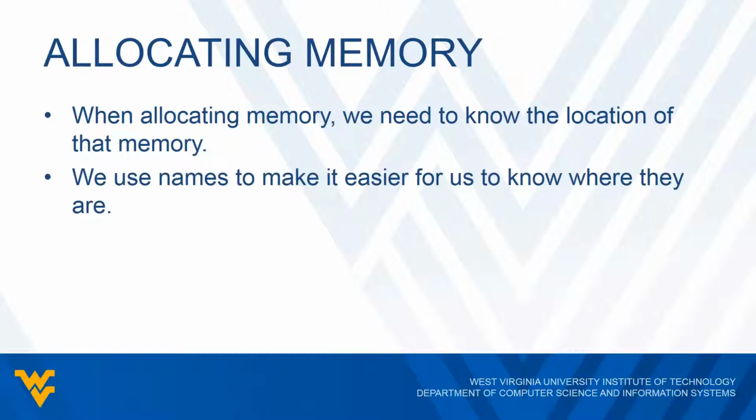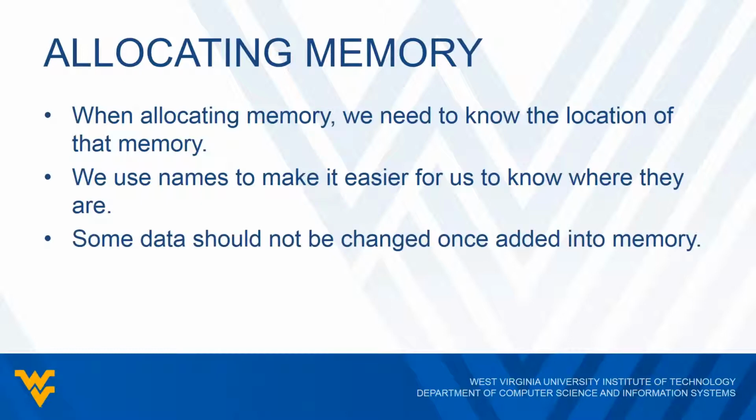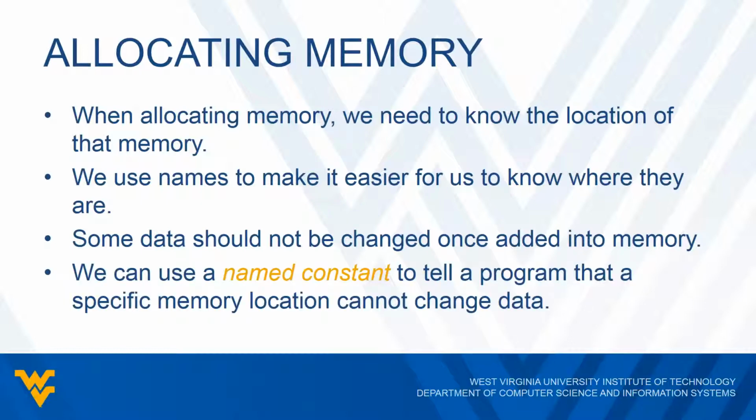So instead, we can use names. It's a lot easier for us to keep track of the memory that we've allocated, and it lets us know where that data is. So each name would be mapped to a specific address. Now, one of the important reasons behind this is that some data should not be changed once we add it to memory. So we can use what we call named constants. And this tells a program that we're going to allocate a specific memory location, and once we put data in there, it cannot be changed.